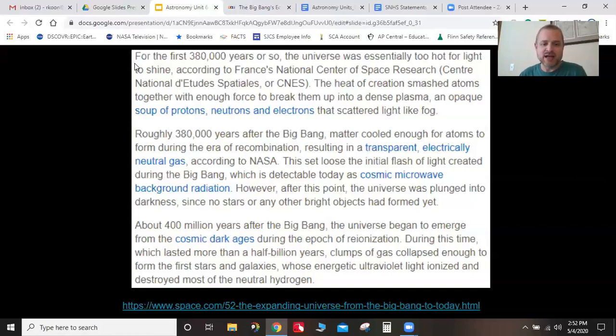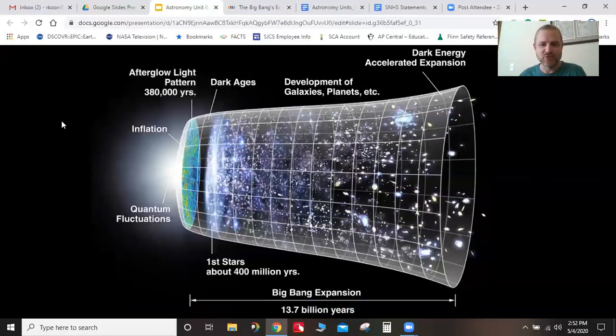About 400 million years after the Big Bang, the universe began to emerge from the cosmic dark ages during the epoch of reionization. During this time, which lasted more than a half billion years, clumps of gas collapsed enough to form the first stars and galaxies, whose energetic ultraviolet light ionized and destroyed most of the neutral hydrogen. So this takes us to where we began, with the formation of the solar system from clouds of gas and dust called nebula. This is sort of a graphic of it.